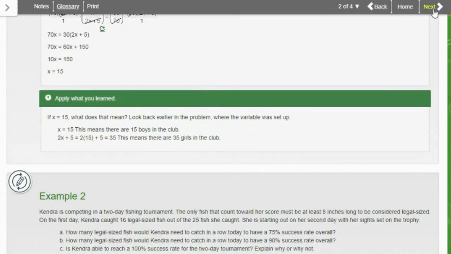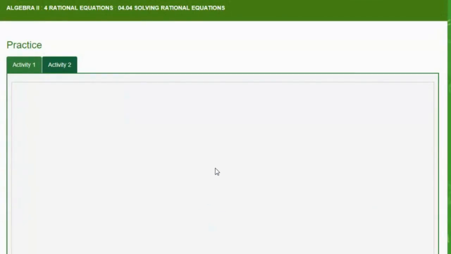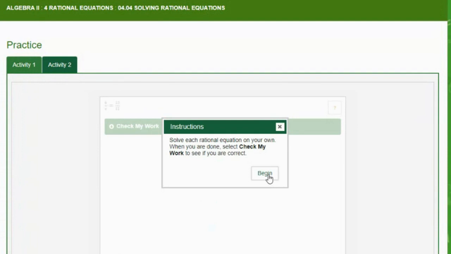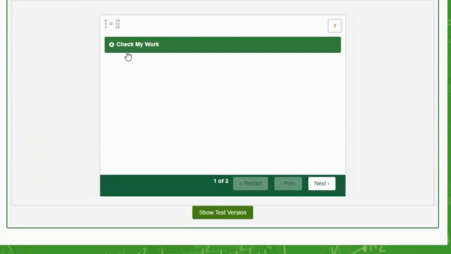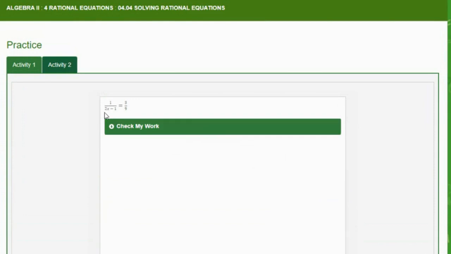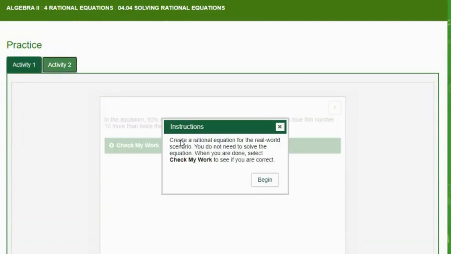All right. There's practice problems. There's another example you can go through. So you can try that yourself on paper and then check their example to see if you did the same. All right. I want you to solve 6 over X equals 10 over 15. And then you can check your answer. 3 problems there. 1 over 2X minus 1 equals 3/9. Check your answer.